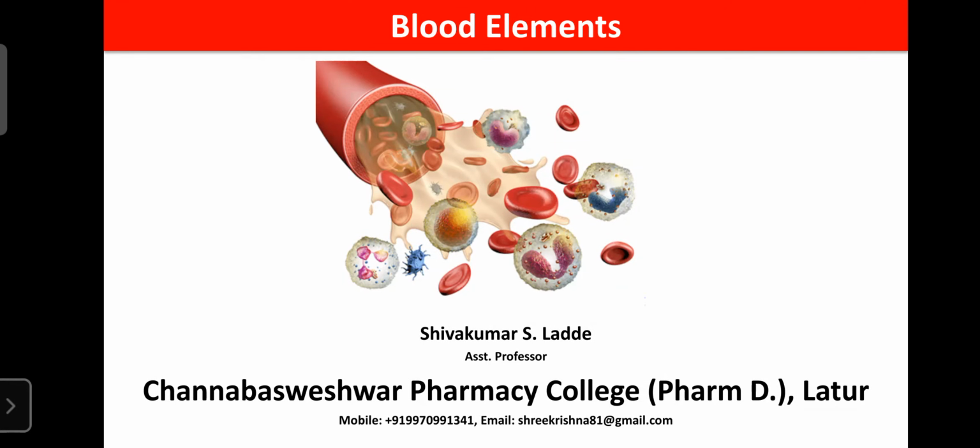So dear students, today our topic is formed elements, also known as blood cells. You already know the composition of blood. Blood mainly consists of plasma and formed elements. Plasma consists of various organic and inorganic substances, enzymes, electrolytes, and so on. The other part, the formed elements, are also known as the blood cells.